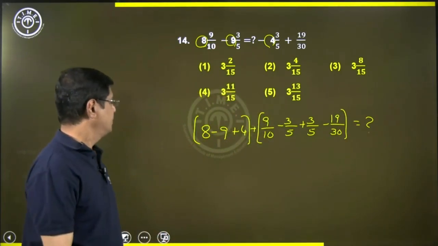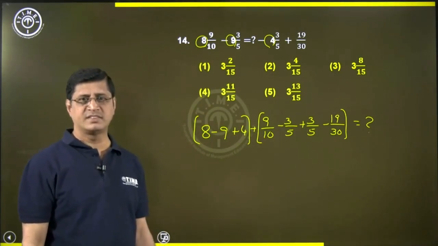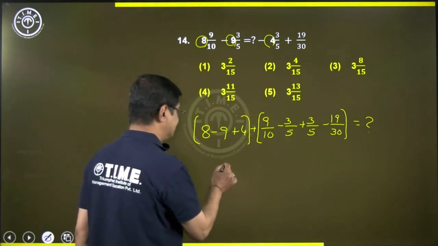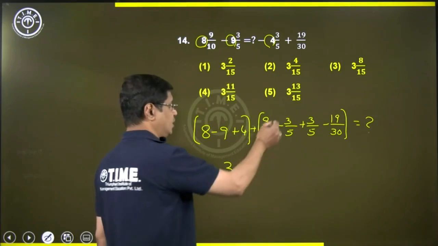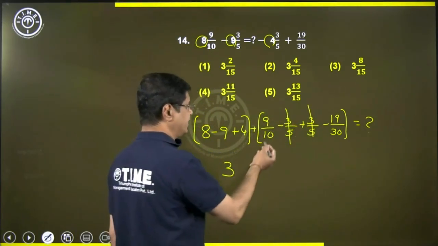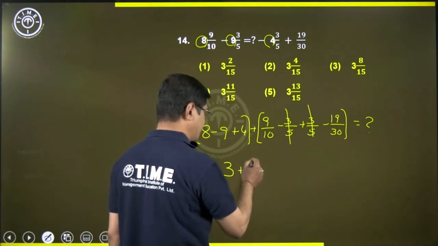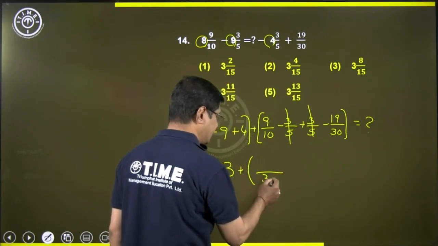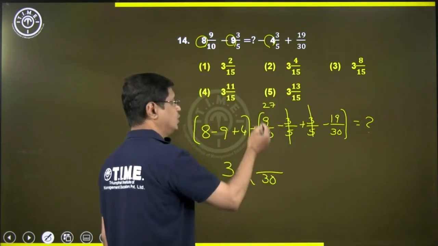Solving this. 8 minus 9, that is minus 1. Minus 1 plus 4, that is 3. Now what is the second part? Minus 3 by 5, positive 3 by 5 gets cancelled. Now what is the next here? The sum of these numbers means here LCM. What is the LCM? 30 is the LCM. 3 times 9, 27.